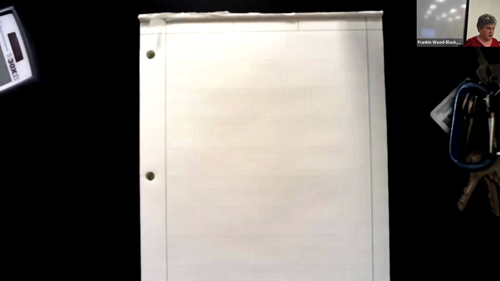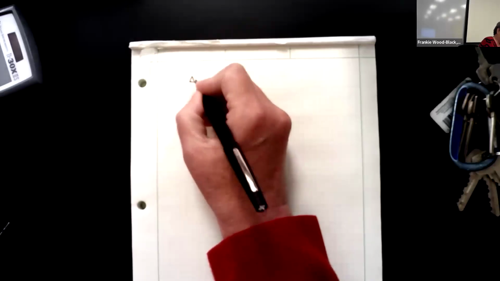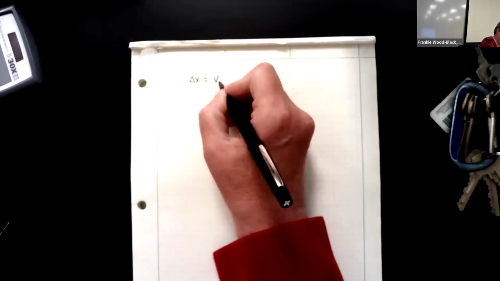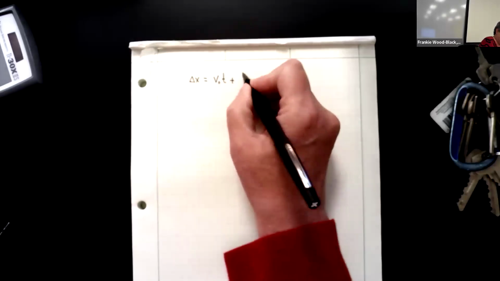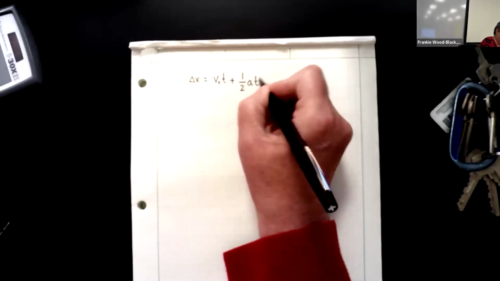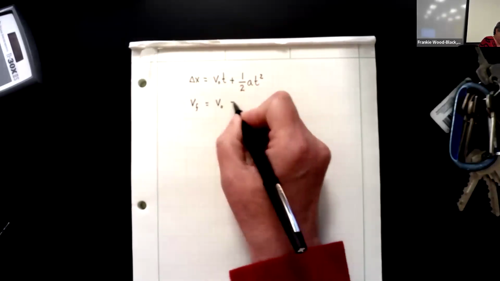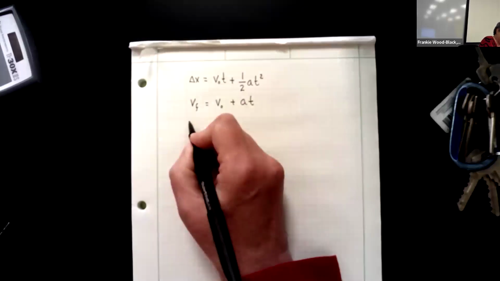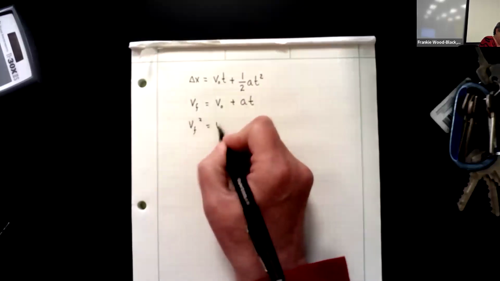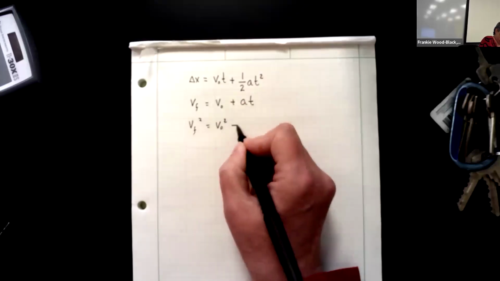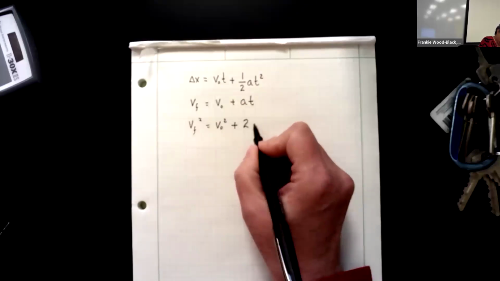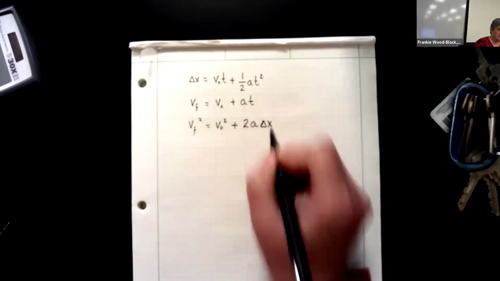Okay, so we've been working with our equations of motion. And remember, we have our toolkit for our equations of motion. My change in position is equal to my initial velocity times time plus 1/2 acceleration times time squared. My velocity final is equal to my velocity initial plus my acceleration times time. And velocity final squared is equal to velocity initial squared plus 2 times my acceleration times my change in position.